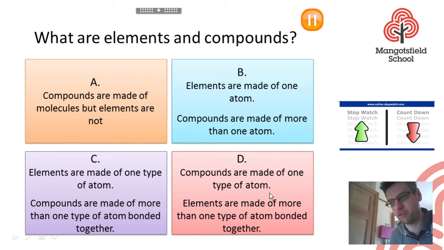Alright, so D is incorrect because it's the wrong way around. B is on the right track, but it misses out the idea of bonding together. A is about something different. Molecules is a slightly different idea. So C is definitely the correct answer. Elements made of one type of atom. Compounds made of more than one type of atom bonded together.